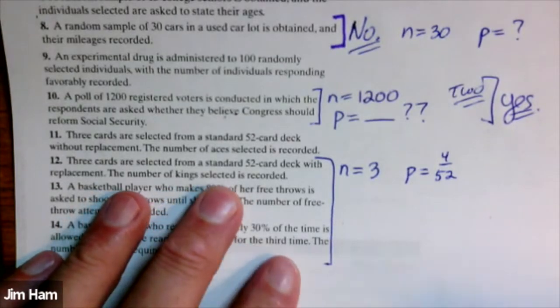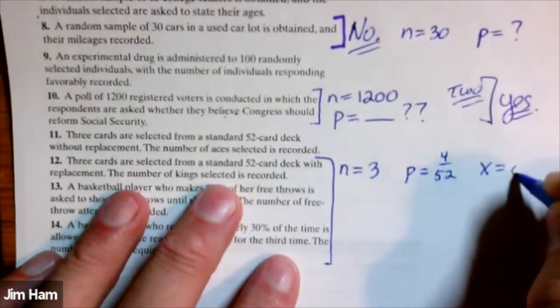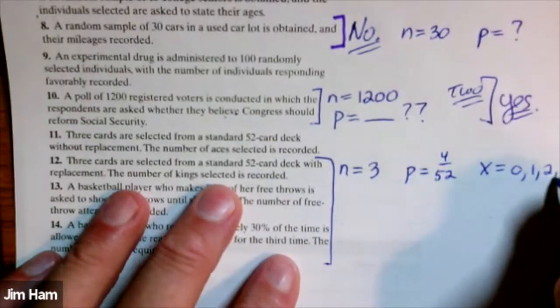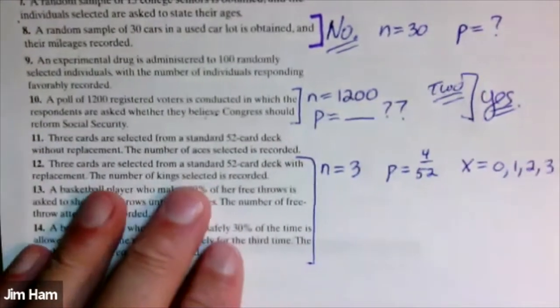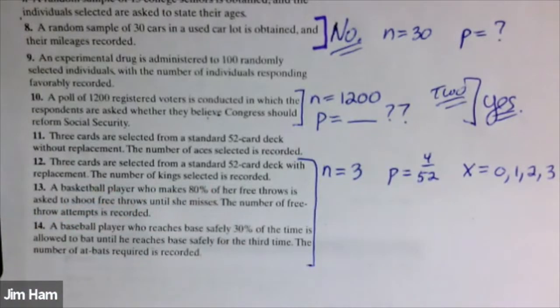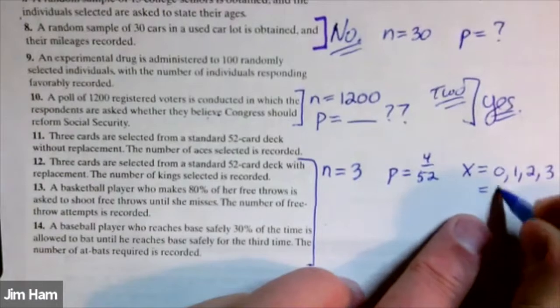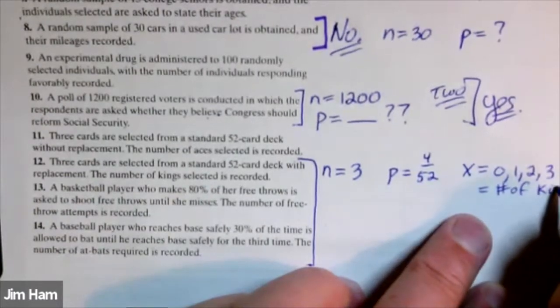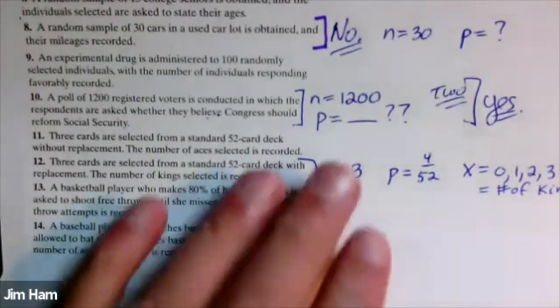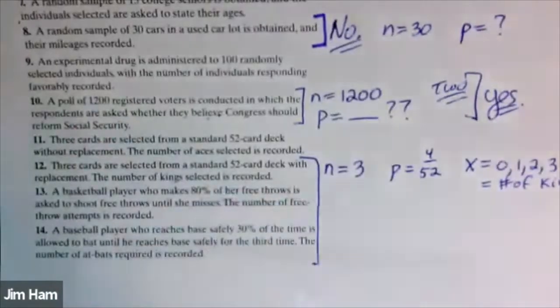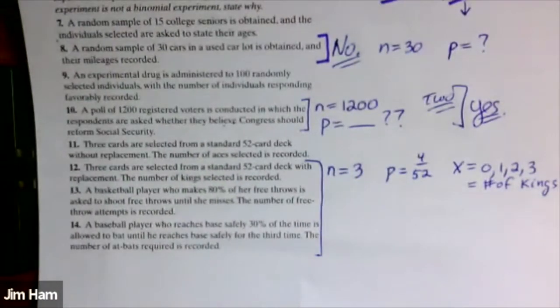And the number of kings is recorded. So X would be 0, 1, 2, or 3. If you're only drawing from the deck 3 times, the most number of kings you can have would be 3. So X is the number of kings. And while there are many, many possible cards that you can get, you can think of this experiment as being, I get a king or I don't get a king. So there are 2 outcomes. And so I agree with you.